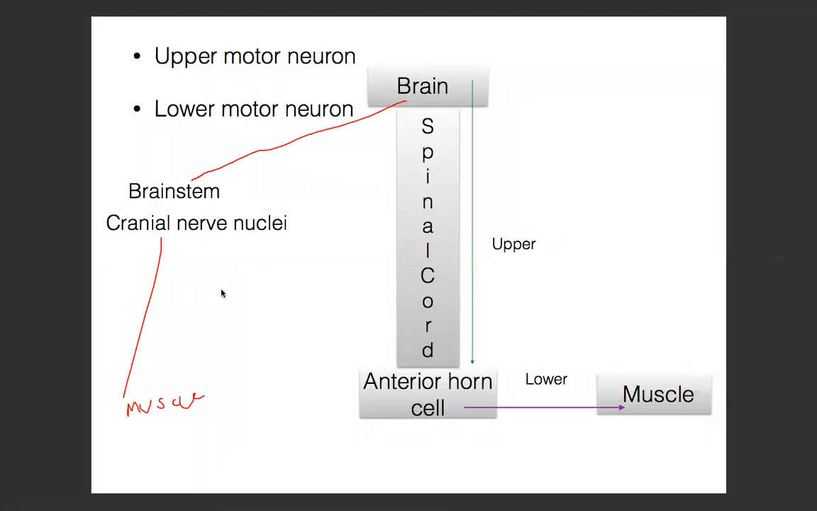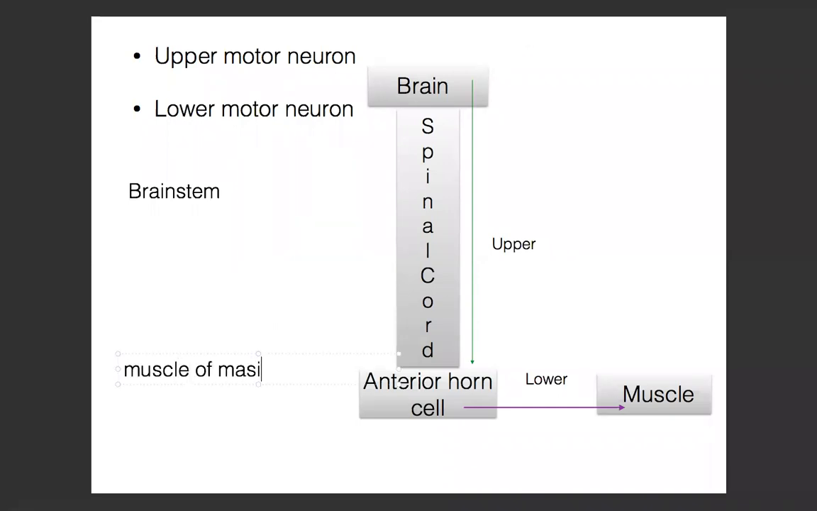Let's take an example of the trigeminal nerve. The trigeminal nerve goes to supply the muscles of mastication. I really hope you did that in anatomy because otherwise I would just be confusing you. So we have the brain stem and we have the muscles of mastication. Let's go from the brain to the brain stem, to the trigeminal nuclei.